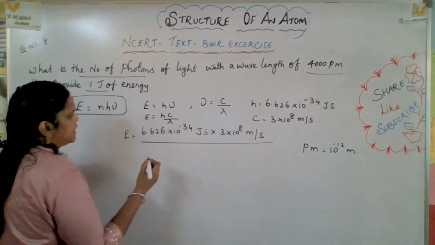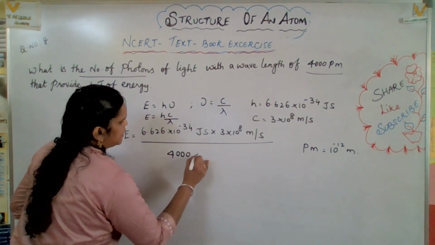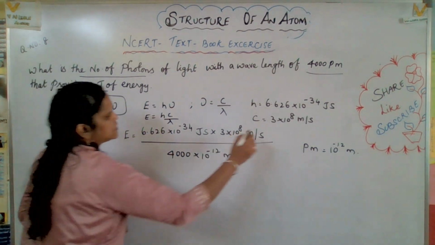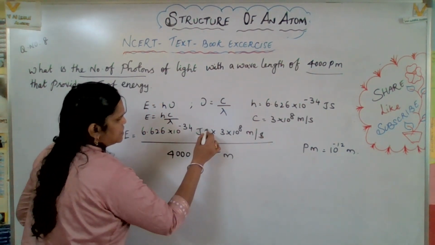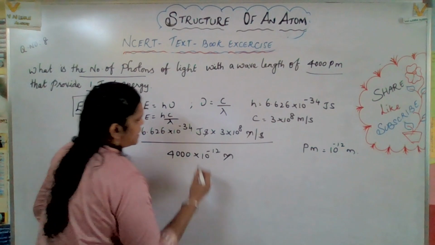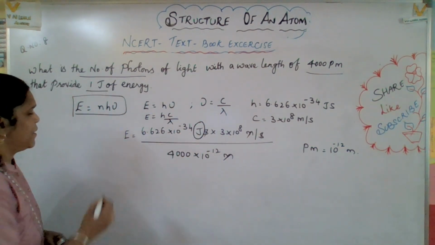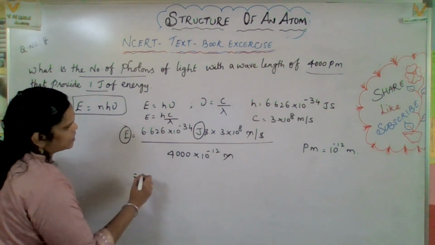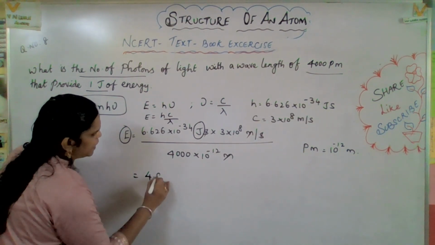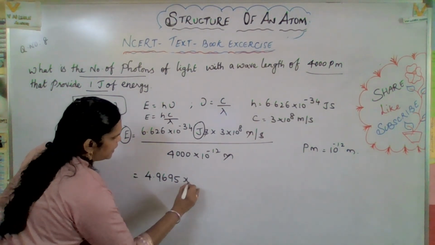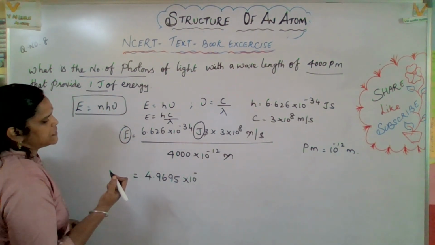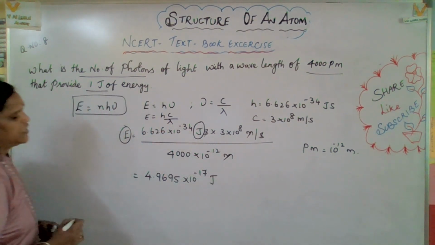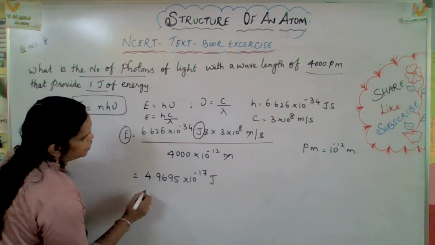So that means 4000 into 10 to the power of minus 12 meter. Now the per second and the meter cancel, and what remains is joule only, because E is in joules. When you calculate, you will get 4.9695 into 10 to the power of minus 17 joule.